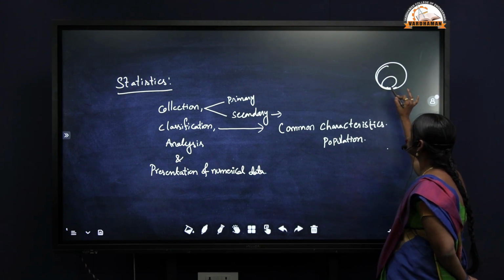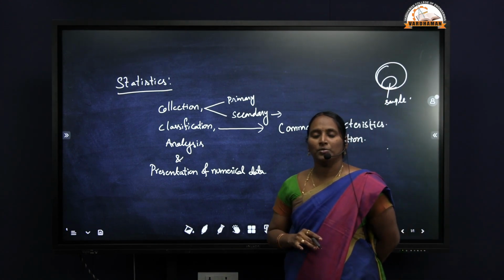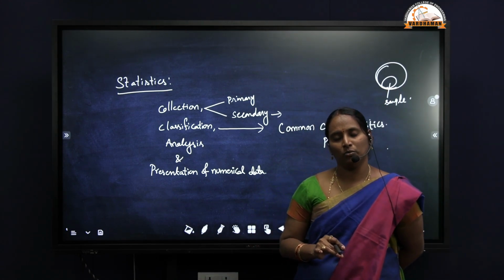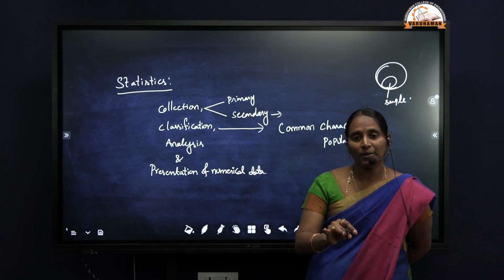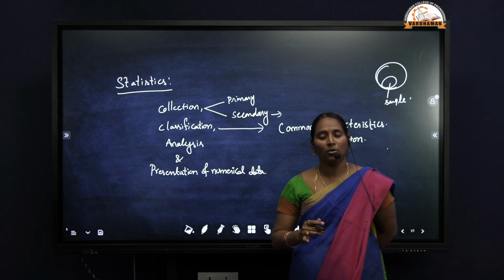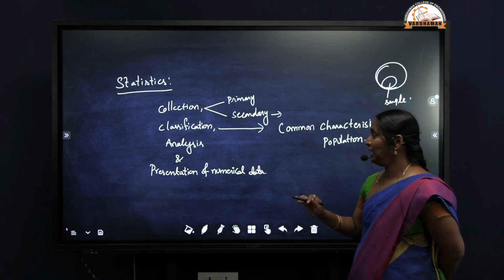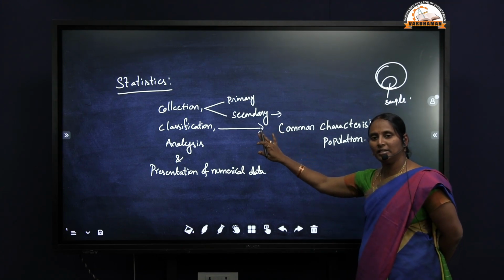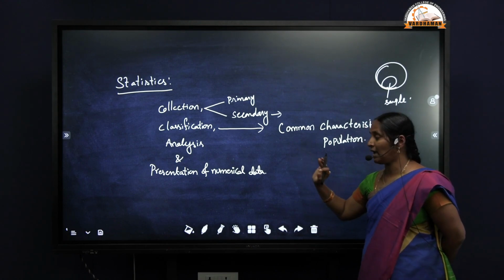A small portion of this population we call a sample. In our day-to-day life, to assess the quality of a bag of rice, we examine only a portion of it. The portion selected from the bag is called a sample. The whole quantity of rice we call the population. So classification means arranging the data into groups or classes according to their common characteristics.